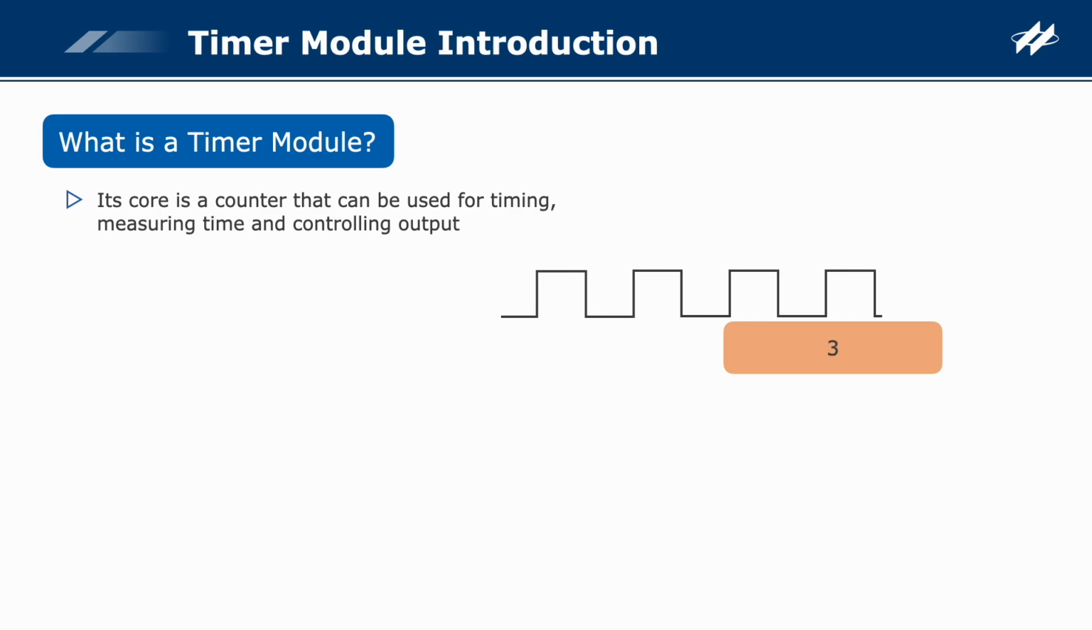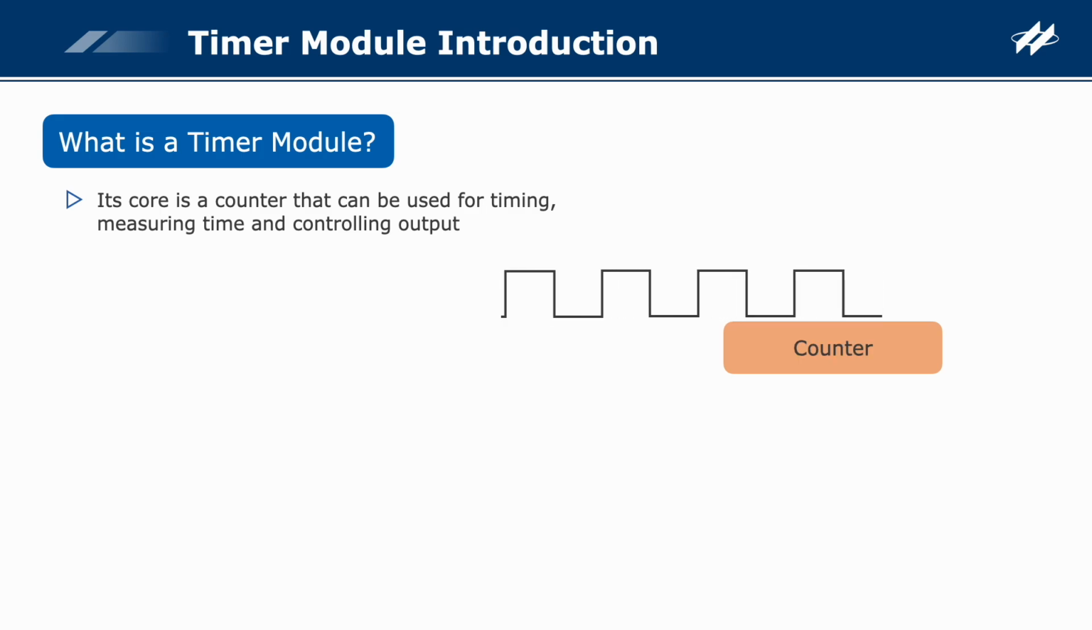By inputting an MCU internal clock signal or an external pulse signal, each time a pulse is input, the counter will be incremented by 1. The counter will be cleared and restart counting until it reaches its maximum value or overflows. In this way, the MCU can know the counting time by reading the counter value.